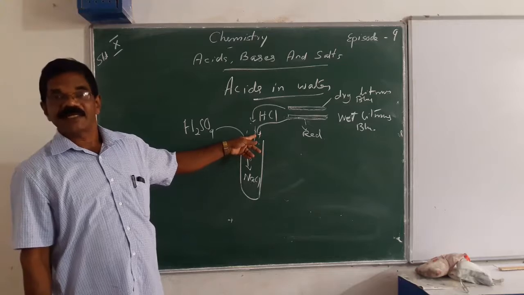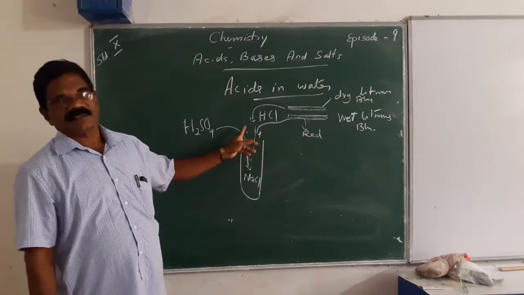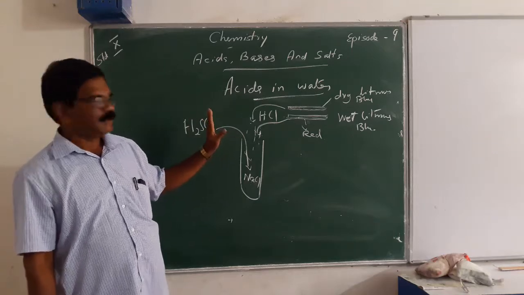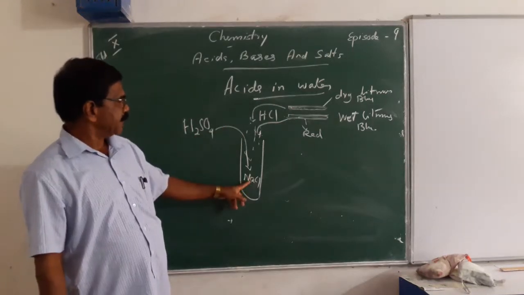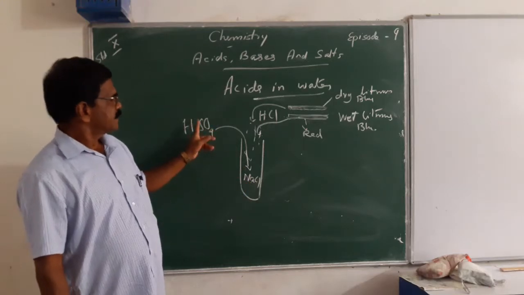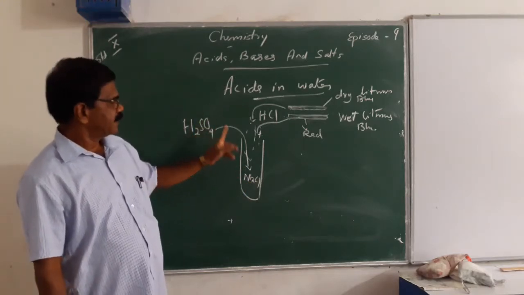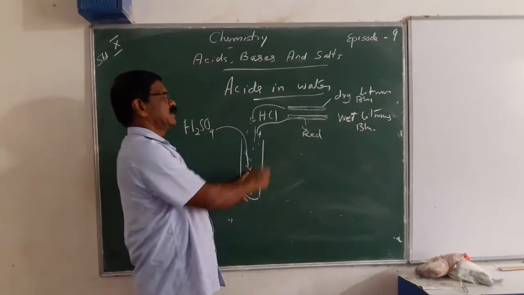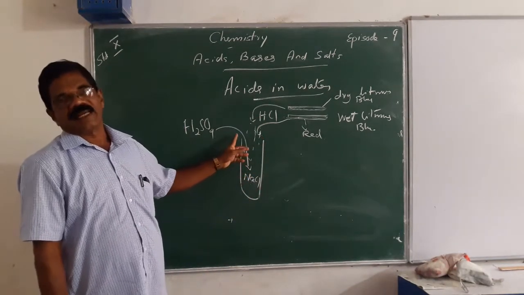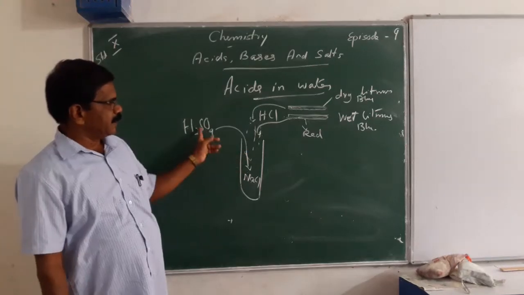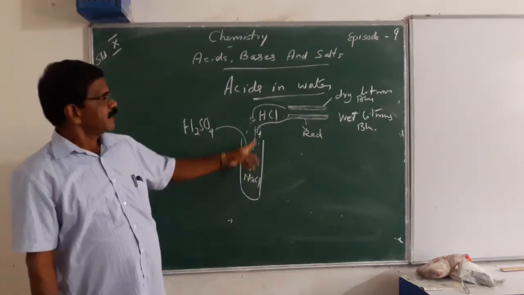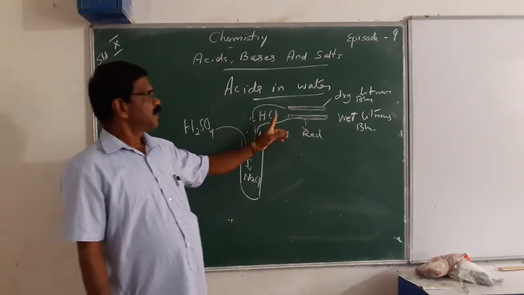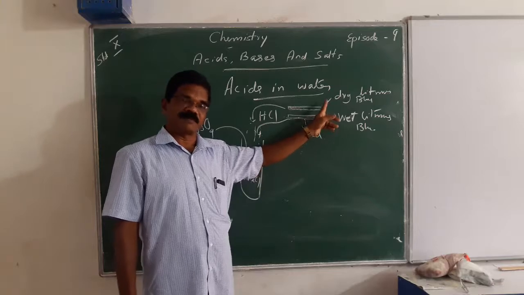For every activity, there are some requirements. What are the materials used? Materials used are sodium chloride, sulfuric acid, and a test tube. On heating, it produces HCl gas. Then the procedure: sulfuric acid is added to sodium chloride, HCl gas is produced. Then what we do? Take two litmus papers.